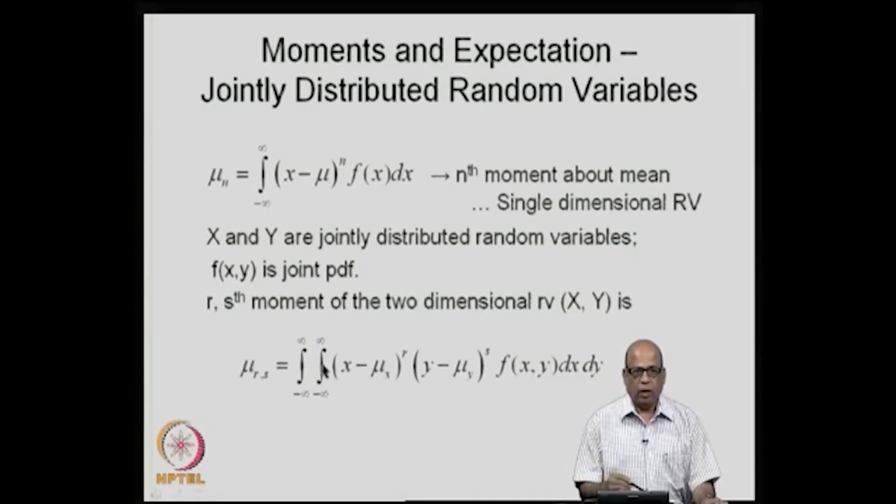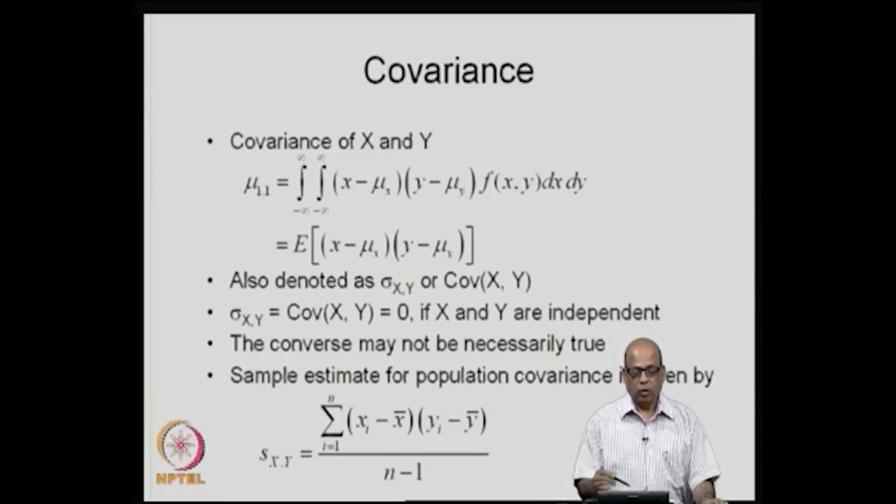When r is equal to 1 and s is equal to 1, we call this moment the covariance. So, in the case of the single dimensional random variable, when n is equal to 2, we call that the variance. In the case of two dimensional random variables, when r is equal to 1 and s is equal to 1, that moment is defined as the covariance. So, we write the covariance of x and y as the double integral from minus infinity to plus infinity of x minus mu x, y minus mu y, f of x y dx dy.